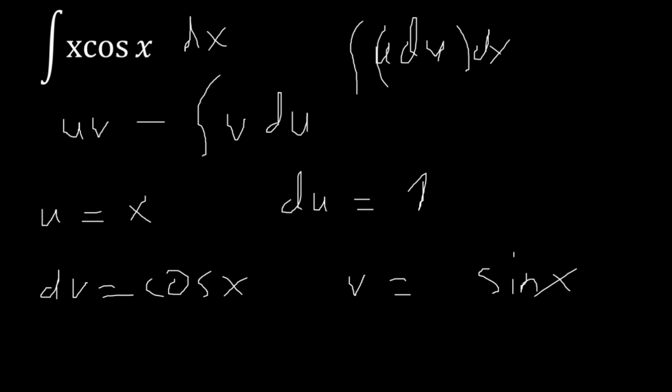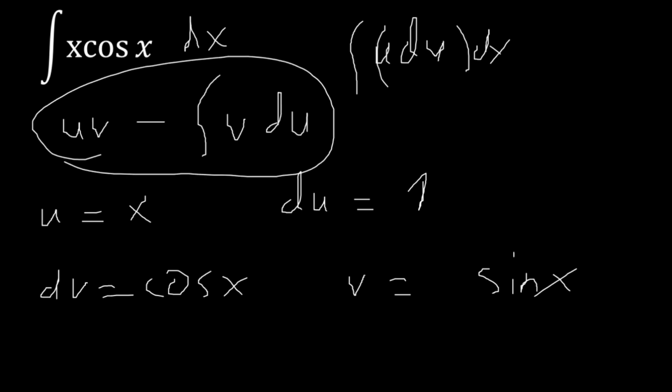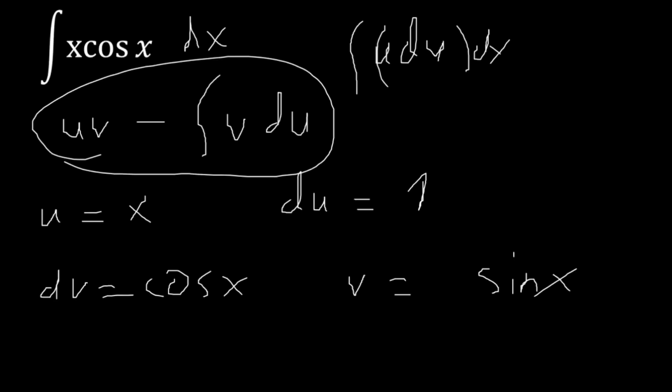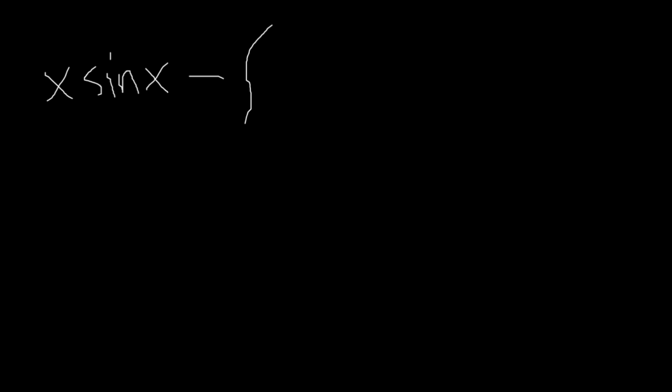Okay, that is somehow how it looks, and you just have to substitute in this formula. We take our u as x and our v as this. You just have to substitute everything back. That is uv, x sine x, minus the integral of what? v du, that is sine x.